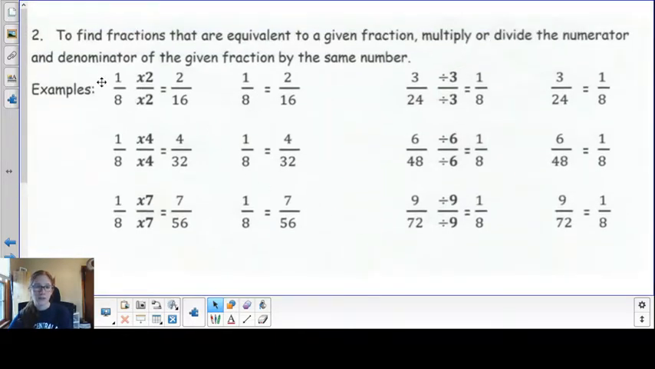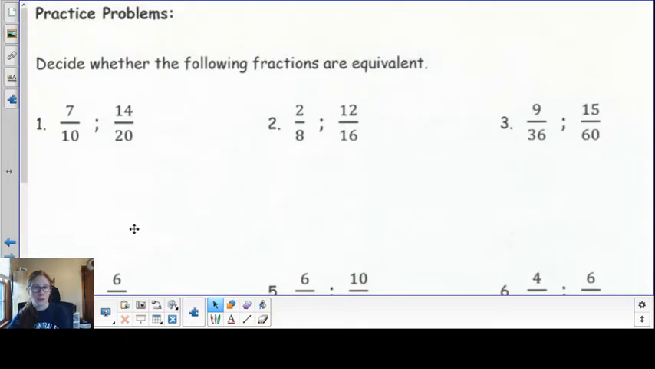So if you're asking to find more examples, I took 1 over 8 multiplied by 2 over 2. So 1 over 8 and 2 over 16 are the same. I had 9 and 72. I divided both by 9, so I get 1 and 8. So 9 over 72 and 1 over 8 is the same. Kind of self-explanatory.